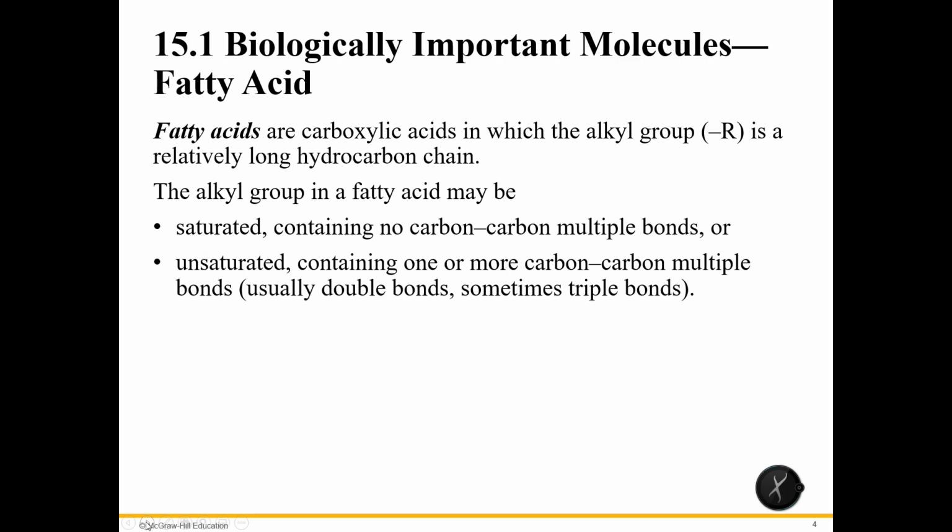All right, fatty acids. What I want you to focus on from chapter 14 is that they're carboxylic acids. So what we know about carboxylic acids is that you have a carbon double bonded to an oxygen, and then you have an OH group here. So that's called the carboxyl group. And then the carboxyl group is bonded to usually some alkyl group, R.